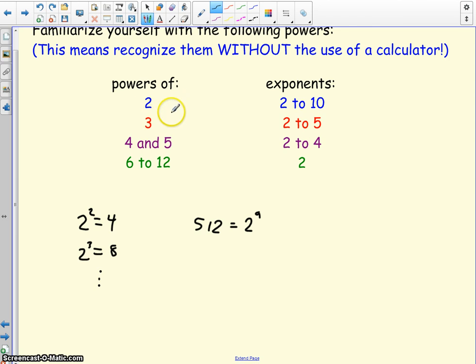In general, I'd like you to know the powers of 2 with exponents up to 10, powers of 3 with exponents up to 5, for powers of 4 and 5, exponents up to 4, and from 6 to 12, exponents just up to 2. So again, not necessarily a big deal for today, but do look at some of these powers and try to recognize them once you see them.